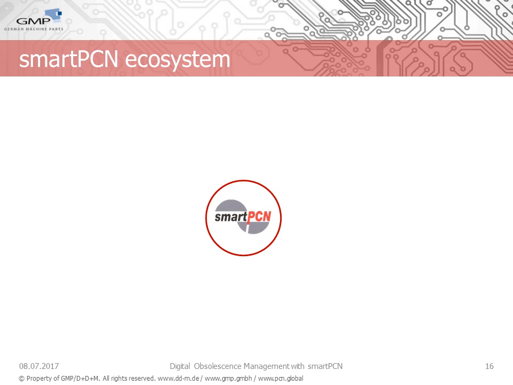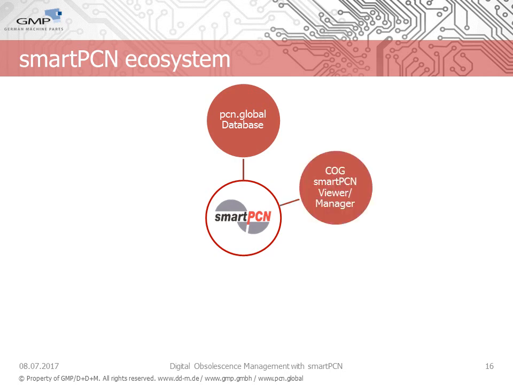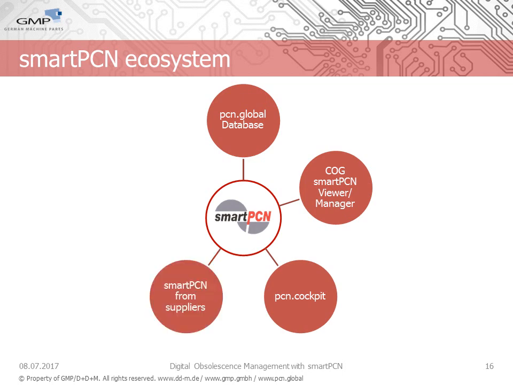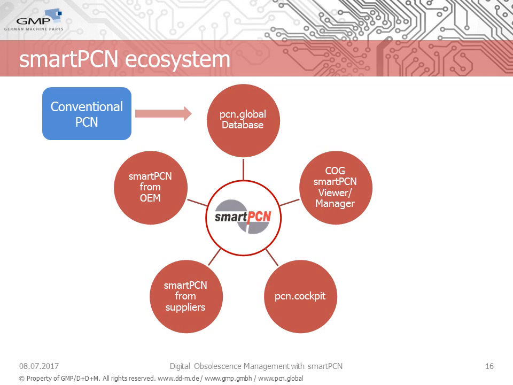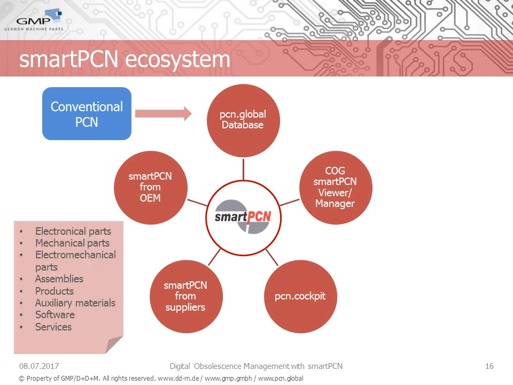Looking at the smart PCN ecosystem, we have now 5 components. We have the PCN Global database, and a smart PCN viewer provided by the COG. This is comparable to a PDF viewer. The pcn.cockpit, a PCN and obsolescence management system. Smart PCN from suppliers, for example from Isos. In future from OEMs that provide smart PCN for their products. This system is fed with conventional PCN.